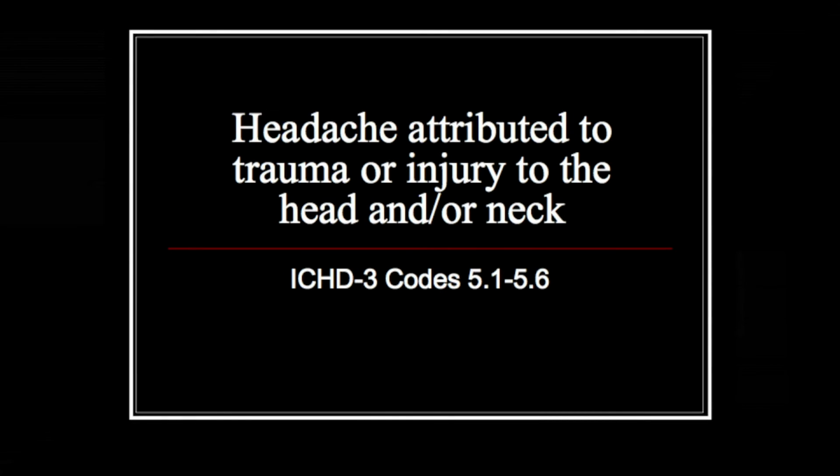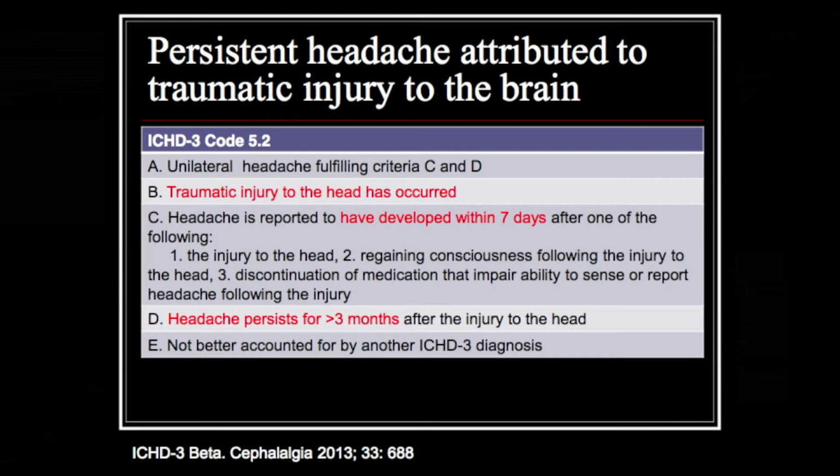Now we're going to talk about a headache attributed to trauma and or injury of the head and or neck. Those are ICHD-3 codes 5.1 to 5.6. So this is what we used to call post-traumatic headaches. Now it's called persistent headache attributed to traumatic injury to the brain. And the key thing you need to remember in this situation is there needs to be some trauma to the head. And it doesn't have to be some huge trauma. It could just be some minor trauma, where some accident where they were driving 15 miles per hour and then just stopped abruptly, and you get some sort of flexion extension injury to the head.